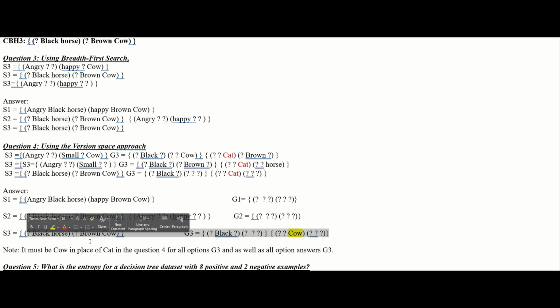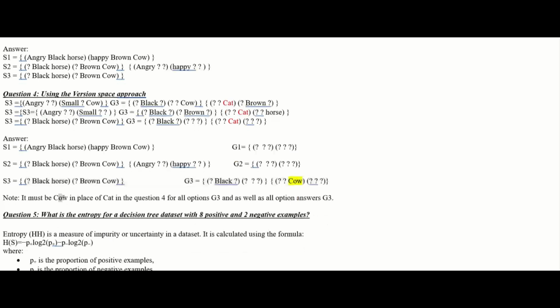Yes, it must be cow in place of cat in the question for all the G3 options, as well as in the answer for G3.